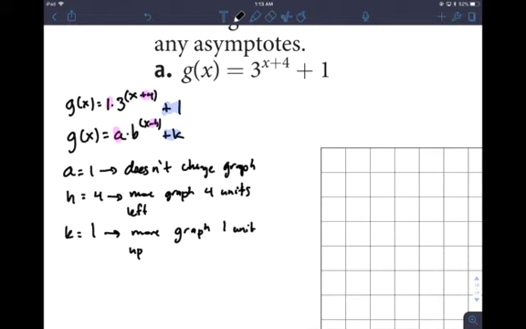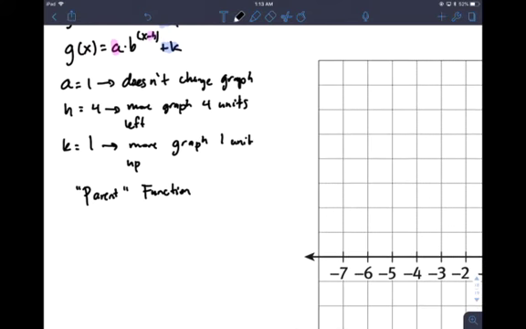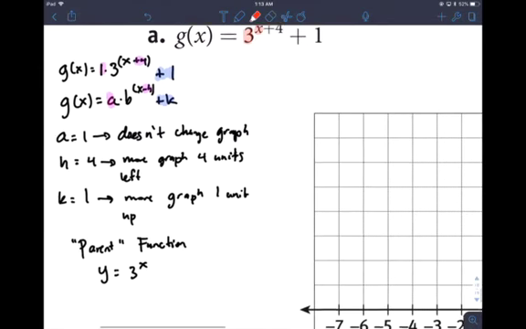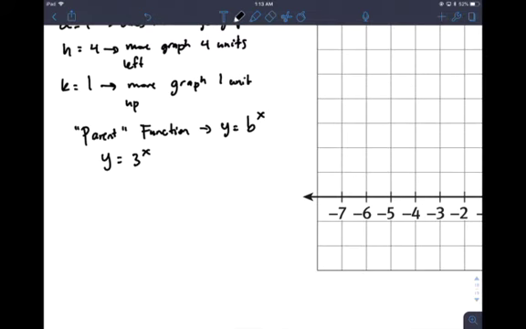So this is what I'm going to do. I'm going to graph again my parent function, which is y equals 3 to the x power. And again, I get it just by looking at b and x. So where do I get the parent function from? Just by looking at y is equal to b to the x power. And I'm going to do my graph. Like I said, keep it simple.